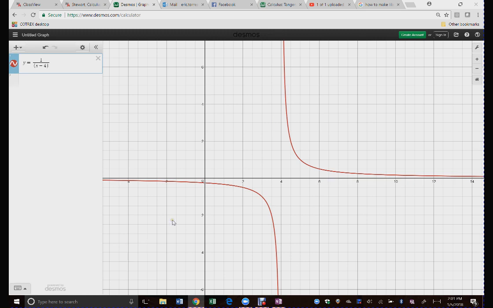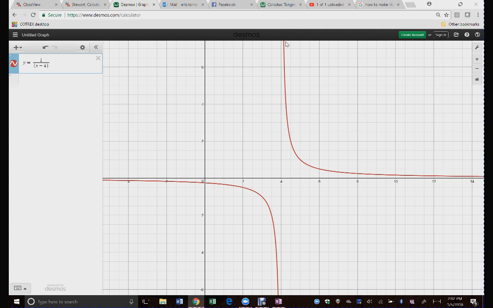Now it's just the rational function y equals 1 over the quantity x minus 4. Now, as I approach from the left, I'm going to negative infinity. As I approach from the right, I'm going to positive infinity. Technically, we would say the limit does not exist as x approaches 4 because I'm going in two different directions. Left side's going to negative infinity, right side's going to positive infinity.